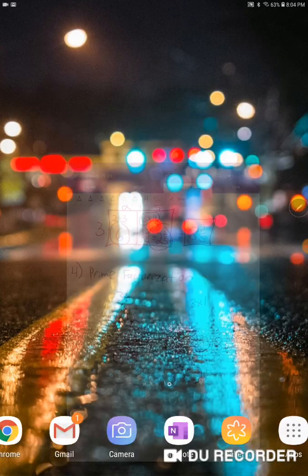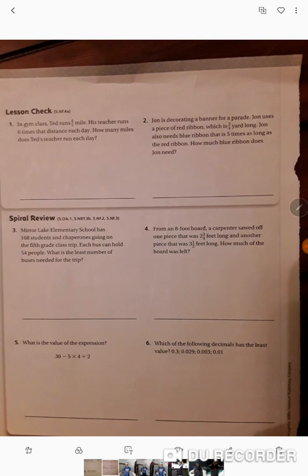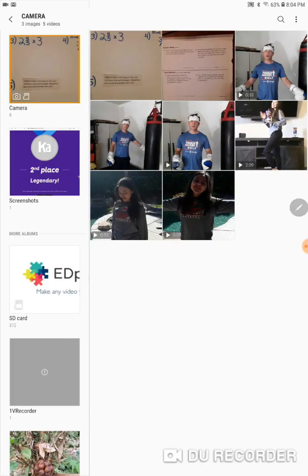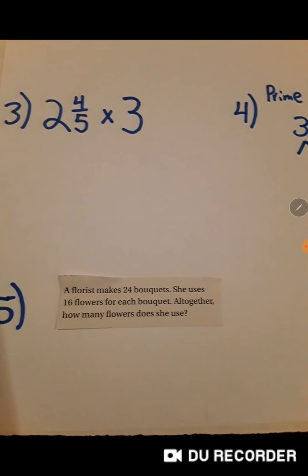All right, let's take a look at the last one. I got that one in the gallery right here. Uh-oh. Guys, I'm having technical difficulties. Okay, there we go. It says a florist makes 24 bouquets. She uses 16 flowers for each bouquet. Altogether, how many flowers does she use?